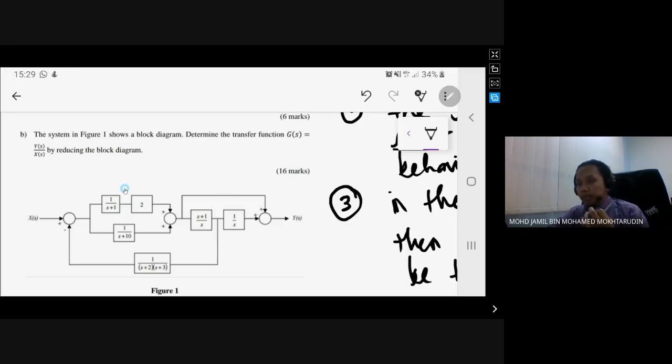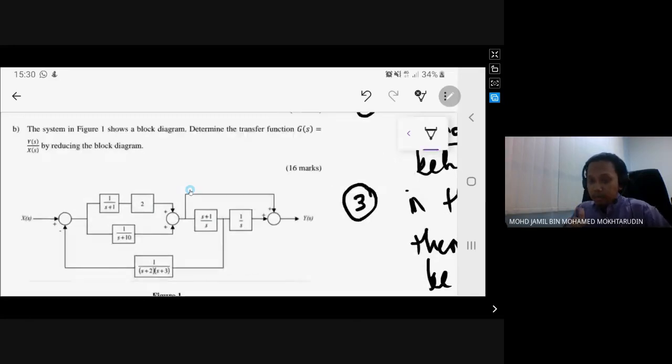Some of you straight away simplify. If you straight away simplify, that is suitable for a lesser marks question. Let's say the question is maybe 7 marks only. Then you can straight away simplify without giving indications such as cascade, parallel, or moving the pick off points, for example. But since this is 16 marks, you need to specify what process you do and what sort of arrangement. Okay.